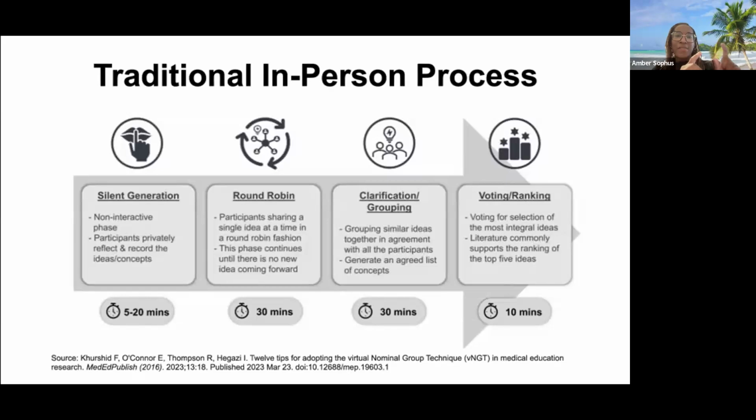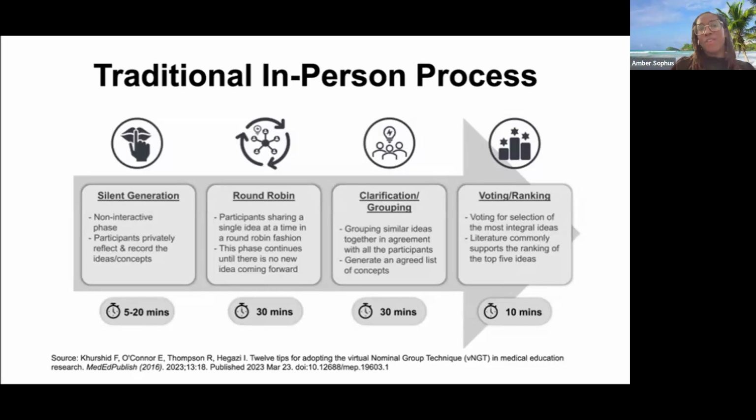But each of these key activities occur in sequence, so the output of each step informs the next. The silent generation informs the round robin, which informs the clarification and grouping, which informs the voting and ranking, and also the discussion of those voting and ranking towards the end of that process. And so NGT is very flexible. It allows researchers to adjust the delivery of these key steps according to the characteristics of your participants or the research question that's really driving the research inquiry for your particular study.